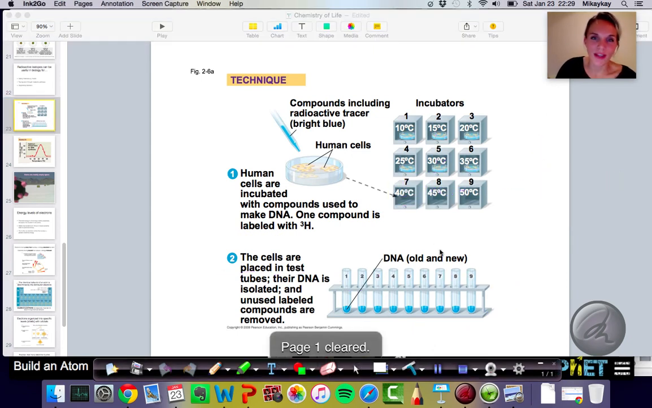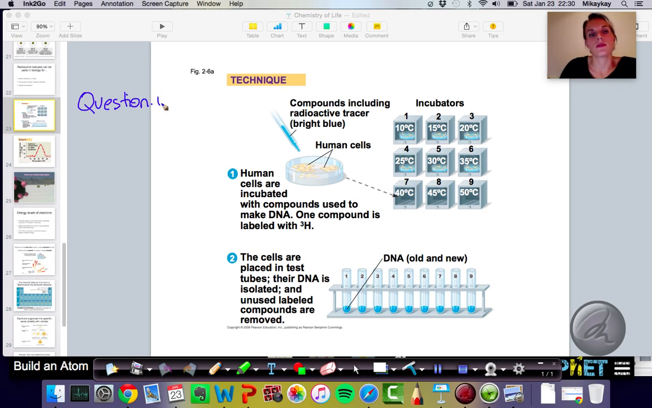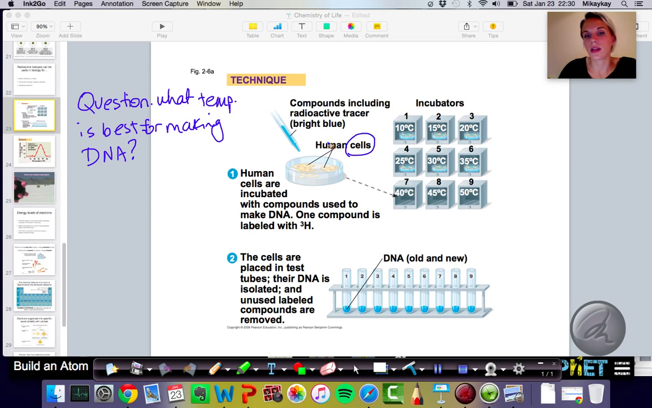So here, in the textbook, they talked about an example of an experiment that could be done using radioactive hydrogen. So I'm going to briefly go over what they did here. In this experiment, the question at hand was what temperature is best for making DNA. And hopefully you remember that DNA is made in cells, and they're looking specifically at human cells. They wanted to know, is it best for cells to make DNA at 10 degrees Celsius, 50 degrees Celsius, or something in between?